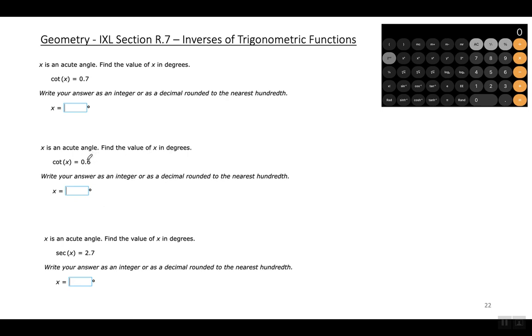All right, so for this one, cotangent of x equals 0.6. That means the measure of angle x is going to equal the inverse of tangent of 1 over 0.6. So in your calculator, the quickest way to do it is put 0.6, hit the reciprocal button, and then hit the inverse of tangent button, and you get 59.04 degrees.